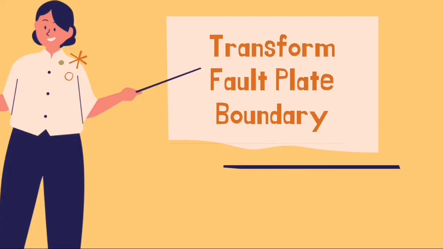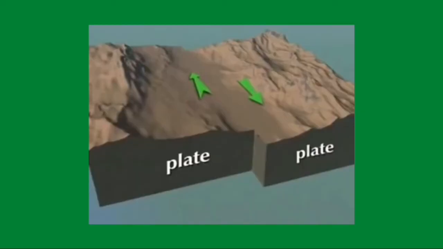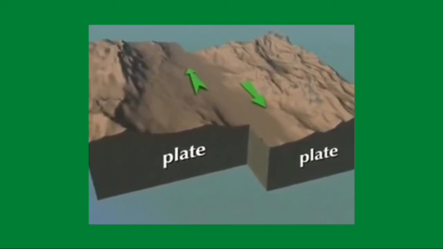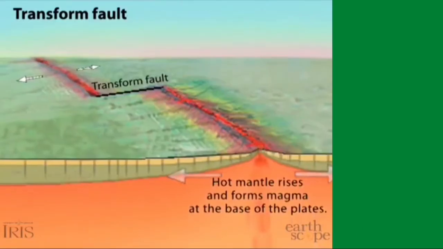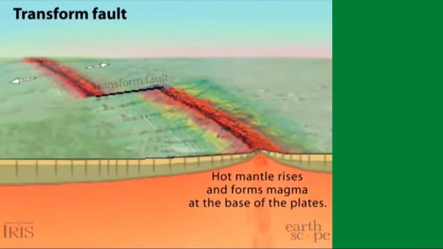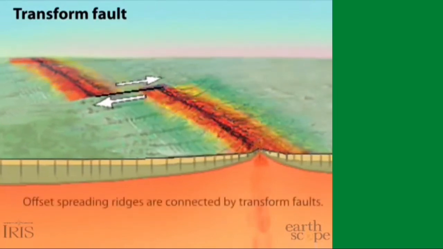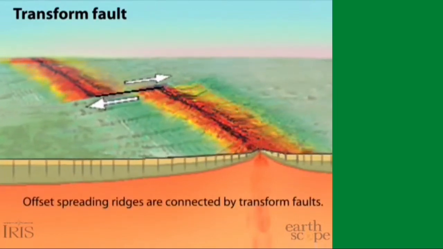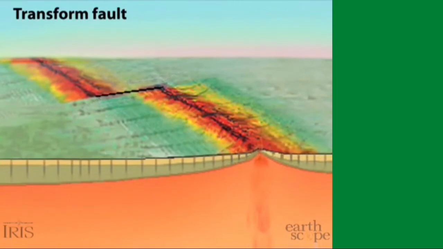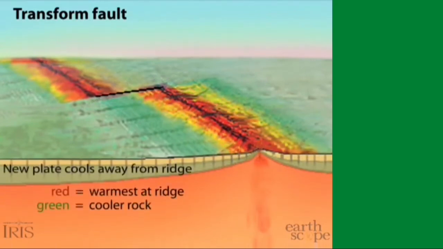Transform fault plate boundary. Transform boundaries and the resulting fault produce a series of earthquakes as seen from the edges of the tectonic plates because they appear jagged and not smooth. As the plates grind against each other, the jagged edges strike each other, they catch or stick, locking the plates in place for some time.